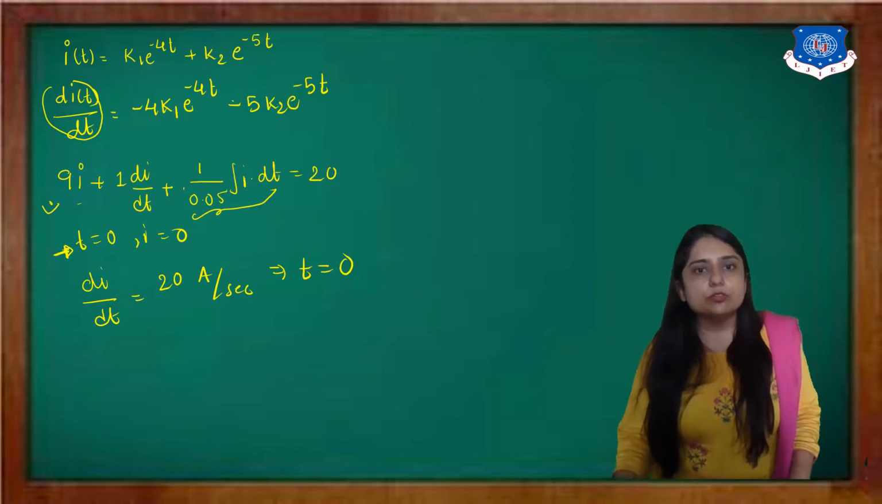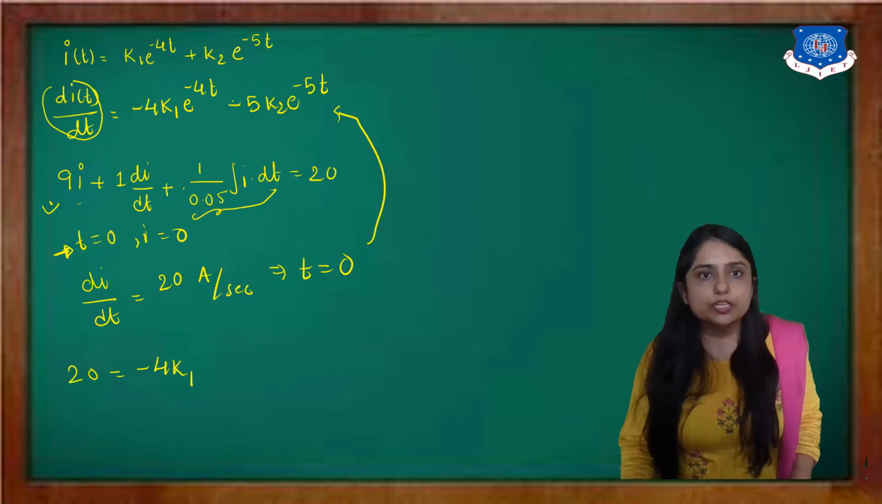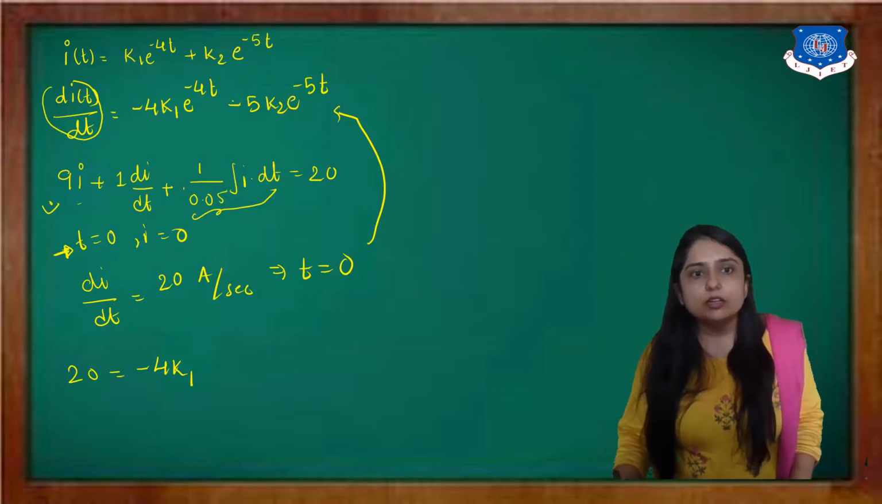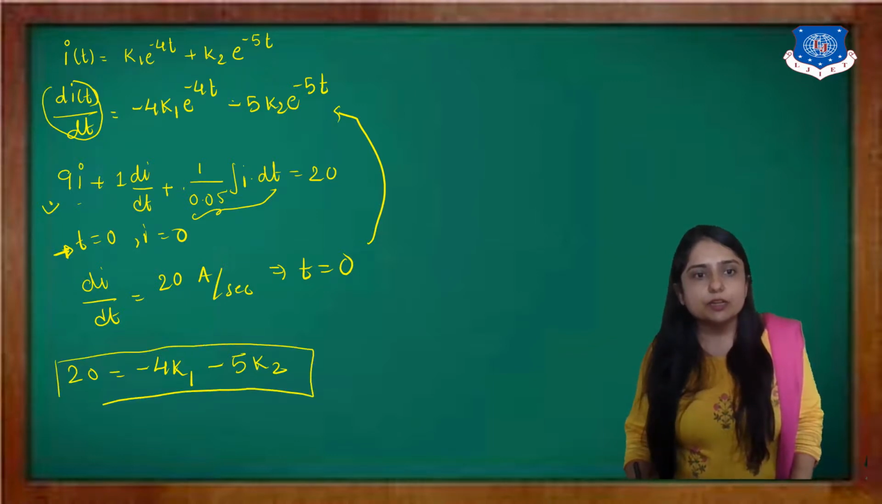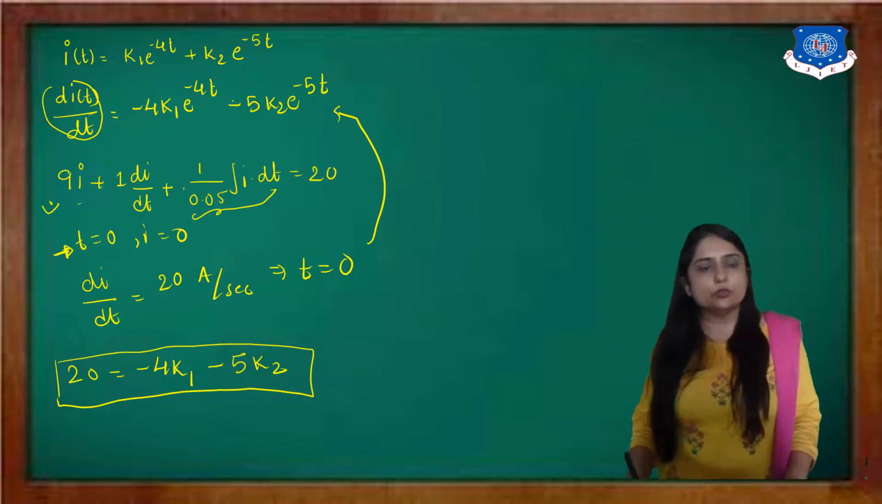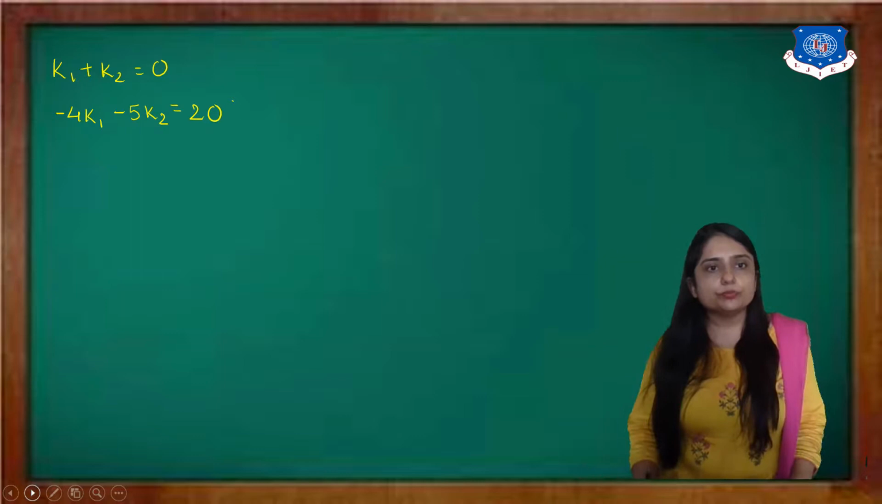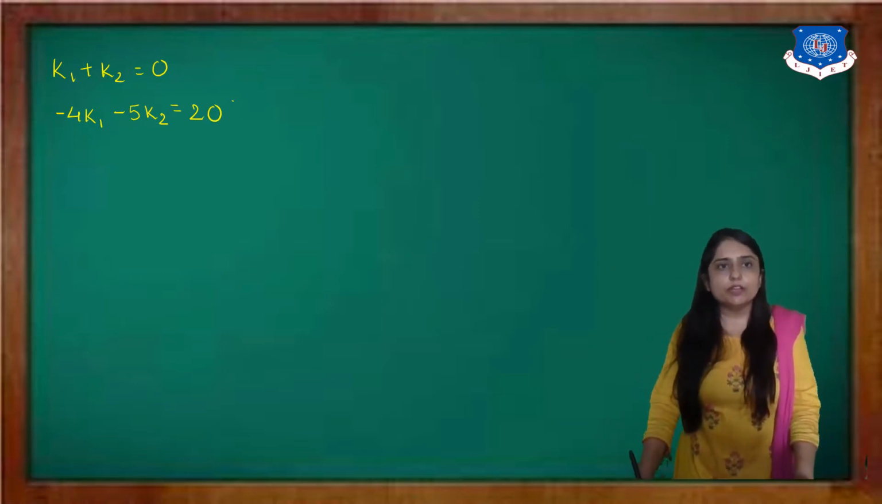Now you just substitute this value in this equation. So what do you get? di/dt equals 20, that equals minus 4k1, with e raised to 0 becoming 1, minus 5k2. So this will become my equation number 2. The first equation is k1 plus k2 equals 0, and the second equation is 20 equals minus 4k1 minus 5k2. So we have to solve these equations to find the values of k1 and k2.